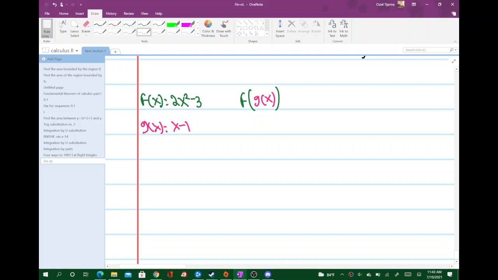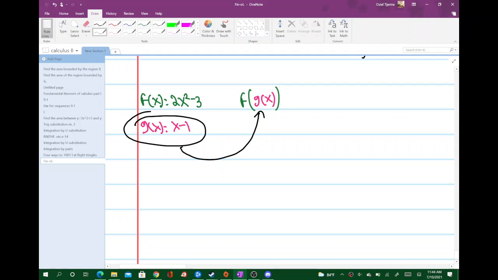I just want to quickly say this. If I say f of 1, you always plug in 2 times 1 squared minus 3. So it's the same idea here. What you have to do is plug in. So basically we're going to plug this in here.